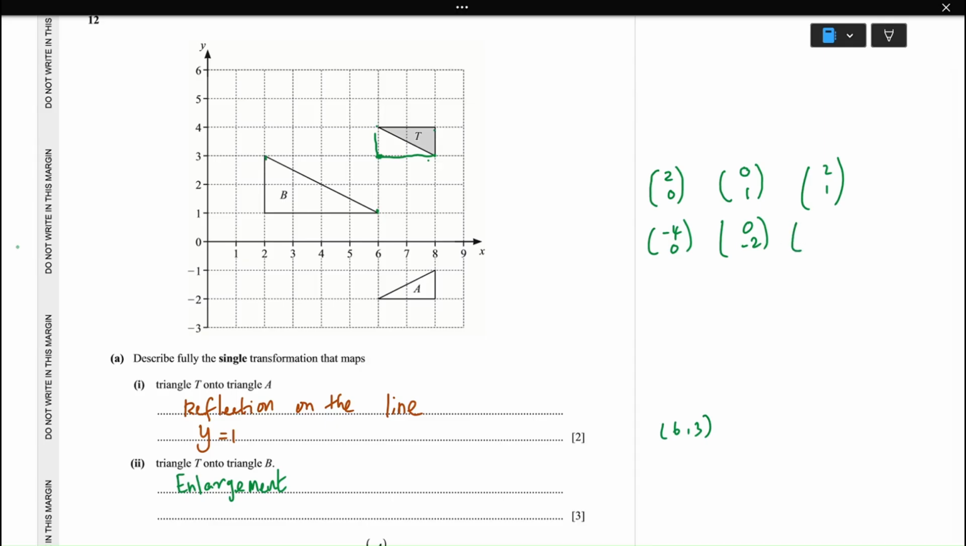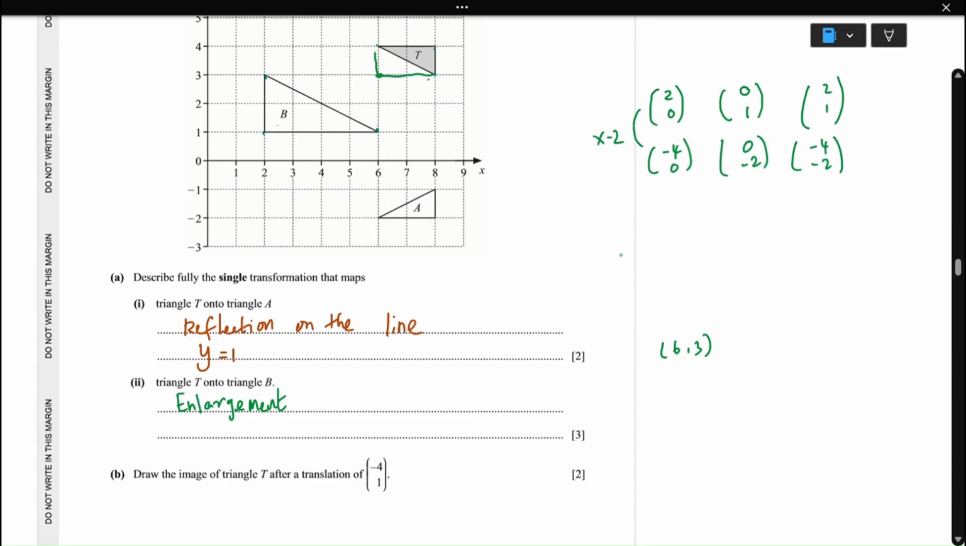Next one, I'll find out this point. So here I need to go 1 2 3 4 units left and 2 units down, 4 units left and 2 units down. So here to here, what transformation happened, which is -2. So each we multiply by -2.